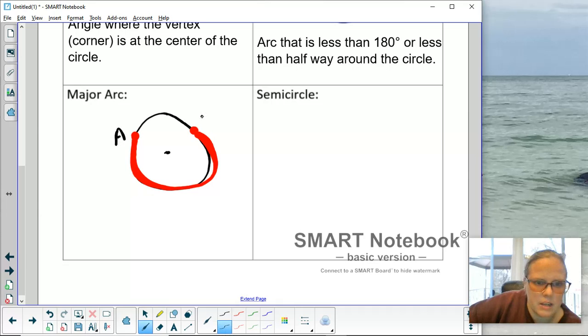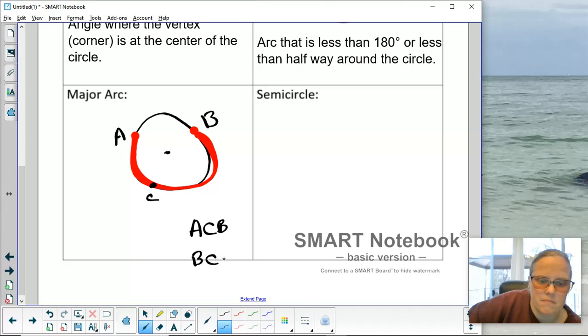And if I label this AB again, when I go to name this, if I just use the letters A and B, it's going to signal just this smaller portion. And I want this bolder red portion. So with a major arc, you do have to have a third letter. Now I do have to go in order, so I could name it A, C, B, or B, C, A. And then again, because this is an arc, we're going to do that curve like a rainbow right above it, showing that it's the curve around a circle.